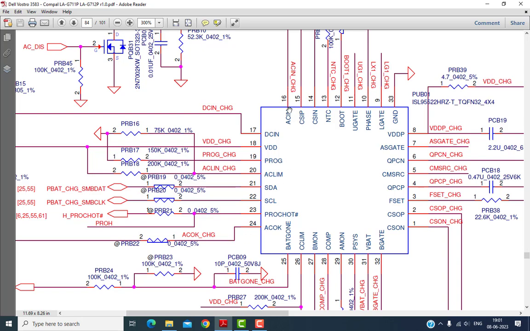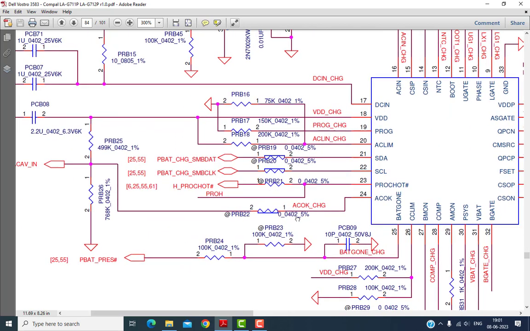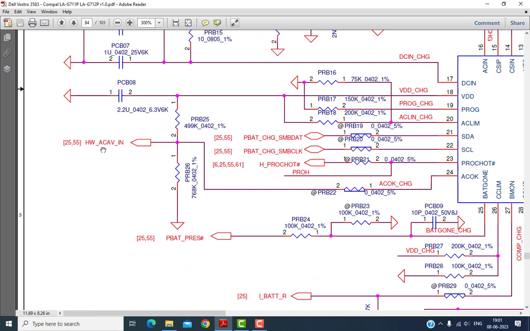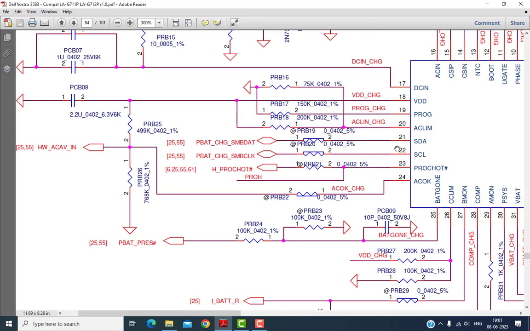As soon as the 3 volt enters, this chip will send out 3 volt called AC OK, and this AC OK signal is going to the SIO, informing the SIO that the adapter voltage is present. Then the SIO starts communicating with this battery charging chip via this bus called the SM bus. Here you can see these two signals called SM data and SM clock, and pin numbers 21 and 22 are called SDA and SCL, system data and system clock. It is a two-wire communication between the SIO and the battery charging chip.